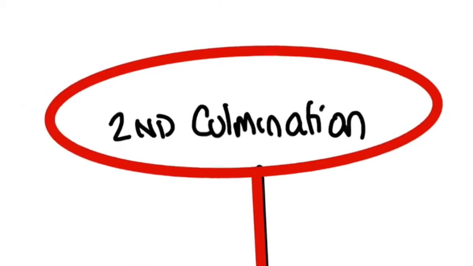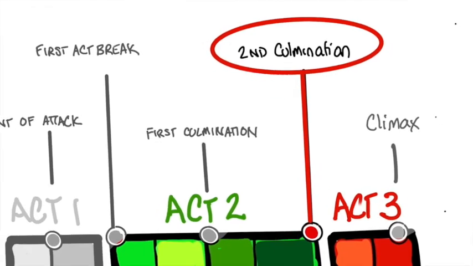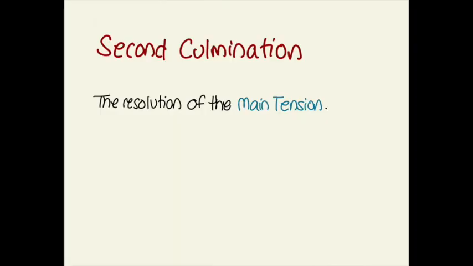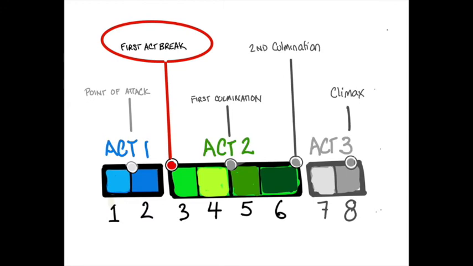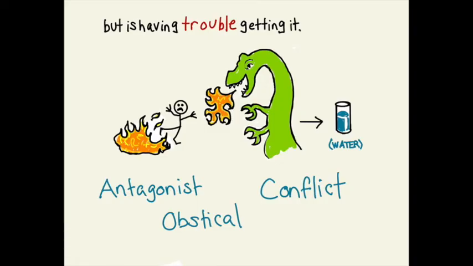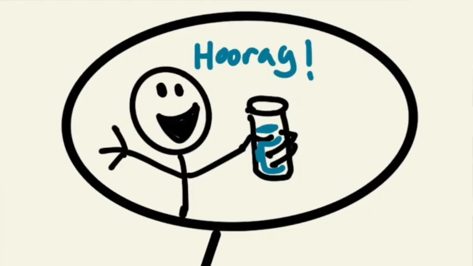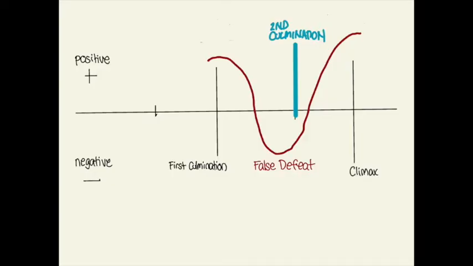Now, the second culmination happens at the end of the second act and usually the end of the sixth sequence. It has a much more straightforward definition. It marks the resolution of the main tension. Whatever main tension was hinted at in the point of attack and established in the first act break is now resolved one way or the other. The resolution usually takes the form of the protagonist either getting what they want, what they set out for, or failing to get what they want. Just before or just after the second culmination is often a dark night of the soul. This is the hero's lowest point in the whole story, in which all seems lost.